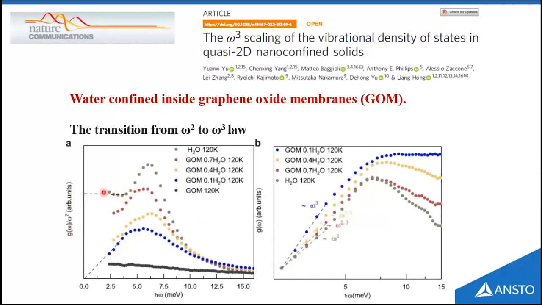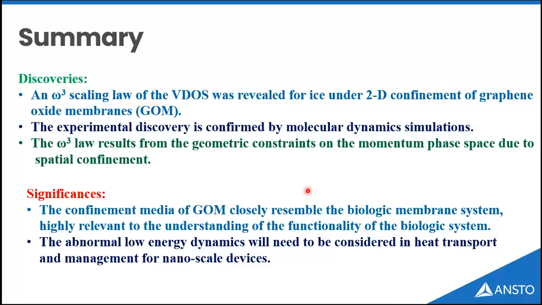And you can see when we change the level of hydration, we see this change to a linear relationship, and actually it's omega to the power three. And the same information we plot on a log-log scale, and we see clearly the change from omega square to omega to the power three. So again, this is a very significant discovery too, because this confinement media, GO membrane, very closely resembles the biological membrane system. So it's highly relevant to the understanding of the functionalities of biological systems. And also this abnormal low energy dynamics will need to be considered in the heat transport or management for nanoscale devices.